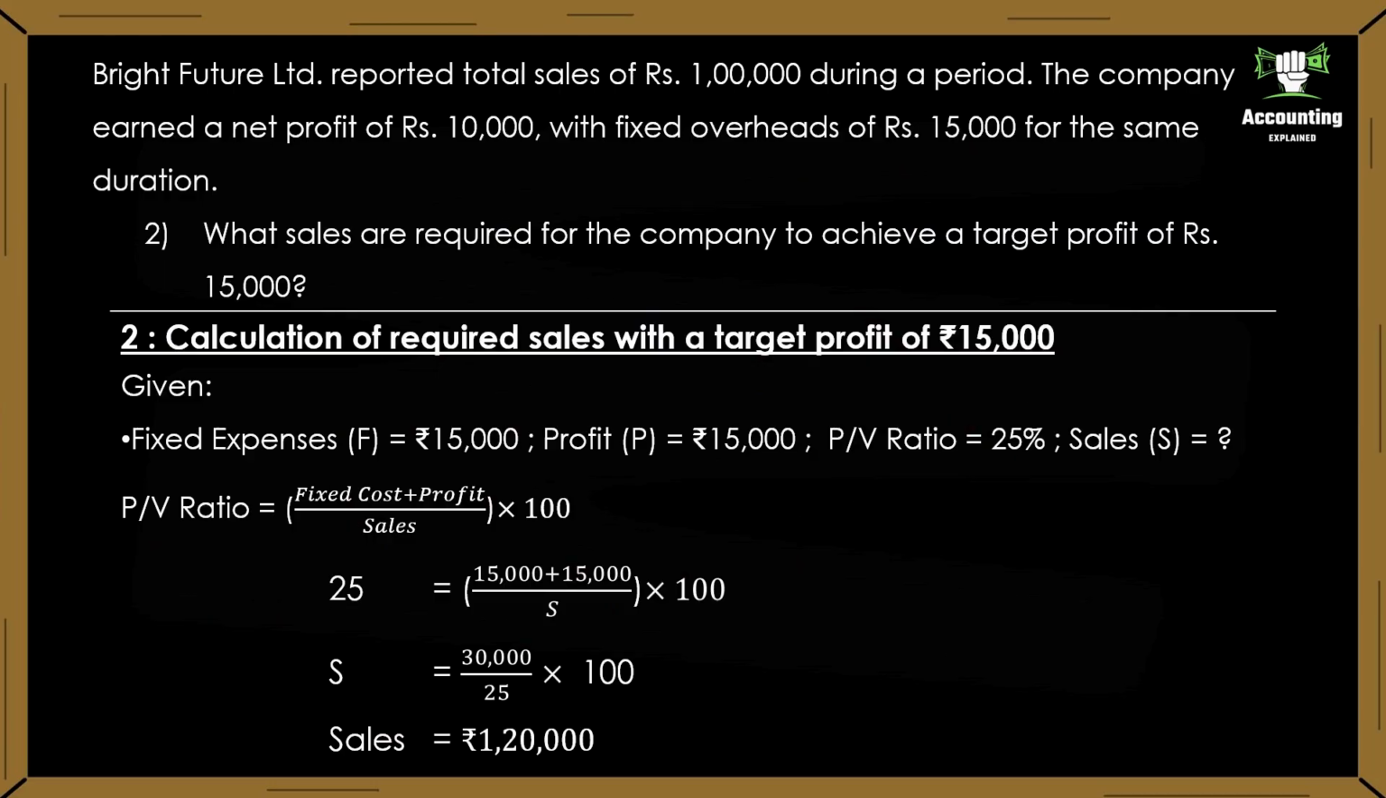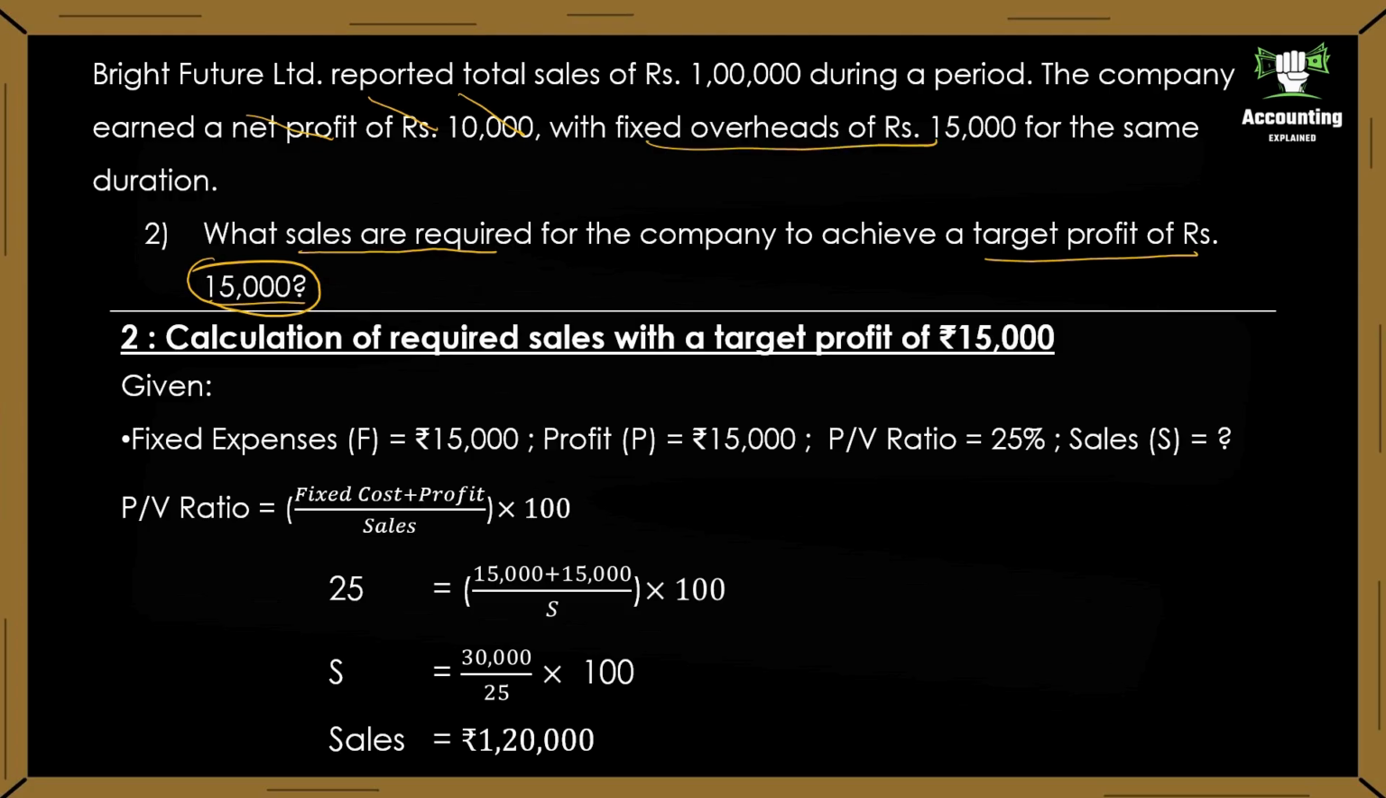Now, the second part of the question is to find out the required sales for a target profit of 15,000. So now we are going to scrap off this net profit 10,000. Instead of that, we are going to take 15,000. That is the target profit. For the target profit, what is the amount of sales required? What information is available with us now?